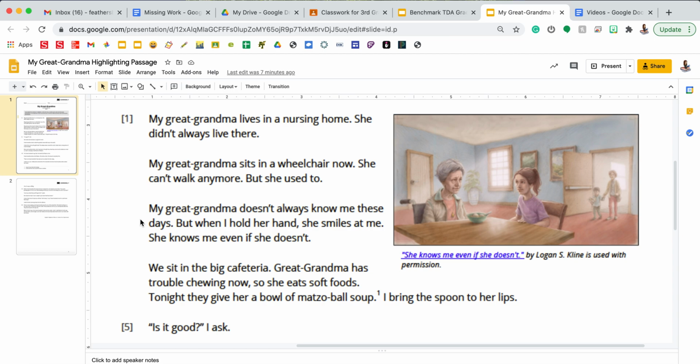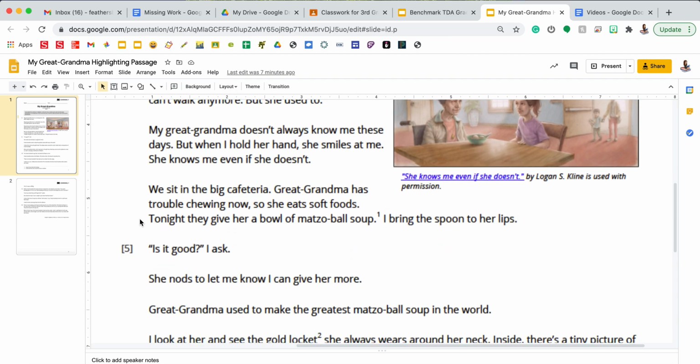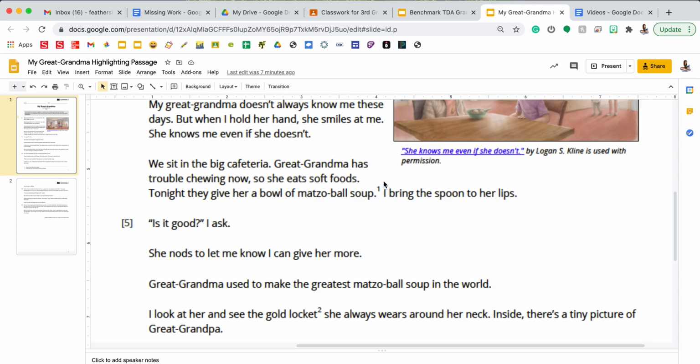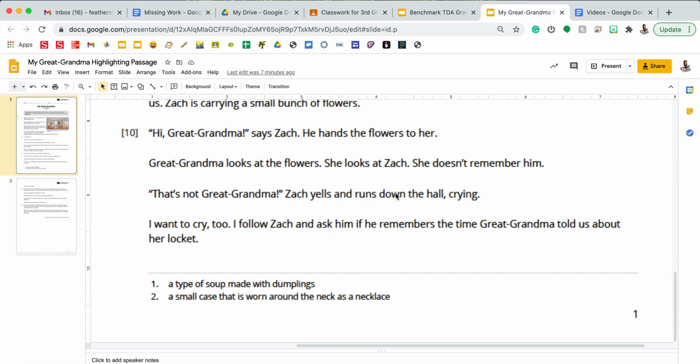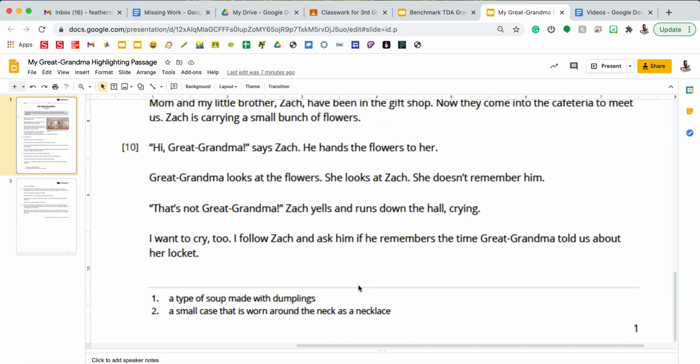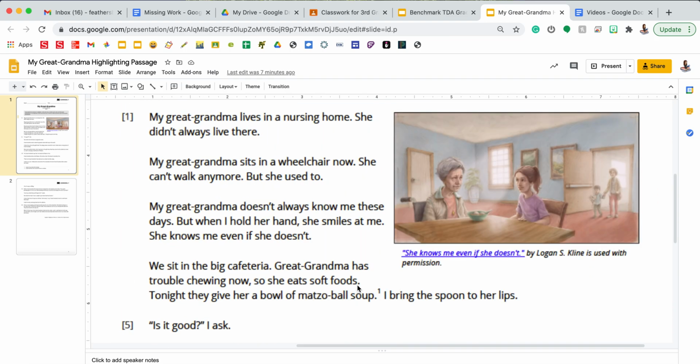The second thing I would like to point out to you are the little numbers in the story. So if you can see where I'm circling here by matzo ball soup, there's a little number 1. If you see a number like this, down at the bottom of the page, it gives you a definition because it might be an unknown word to you. Let's start reading for the first time.